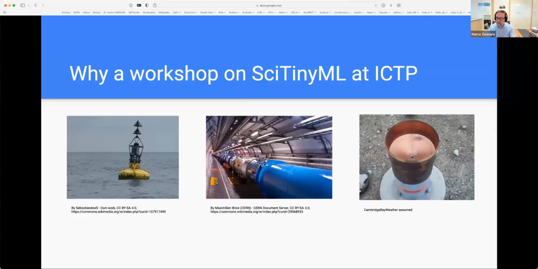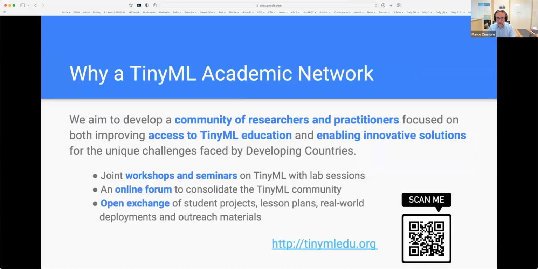Those are only 3 examples, and I'm sure that you can think about many more examples where TinyML can play a role in science. To support these kind of activities, we created about a year ago the TinyML Academic Network, which I believe all your institutions are part of. And the goal is to develop a community of researchers and practitioners like you, focused on improving the access to TinyML education, and also to enable innovative solutions that are of interest in developing countries.